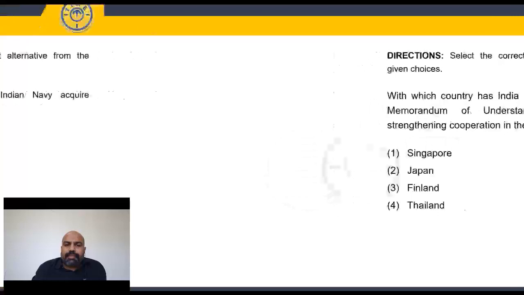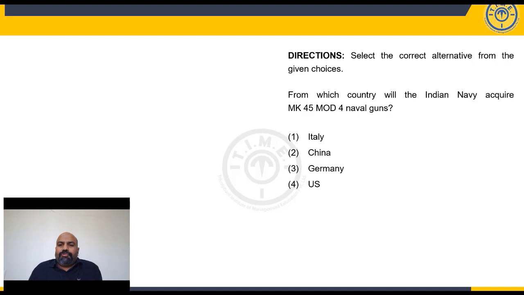There is a question here: from which country will the Indian Navy acquire MK-45 MOD-4 naval guns? We are going to acquire them from the US.